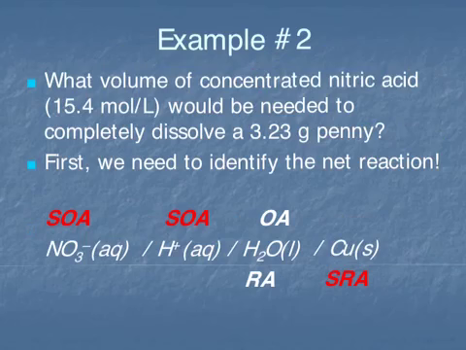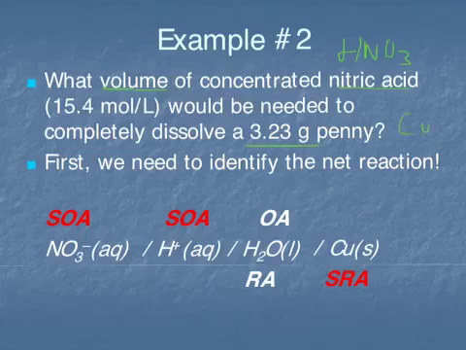Let's try a second example. Here we're asked to find what volume of concentrated nitric acid, HNO3, would be required to dissolve a 3.23 gram copper penny. Remember, back in the day when pennies were used, they were made of copper. So the first thing we need to do is determine the balanced chemical equation.